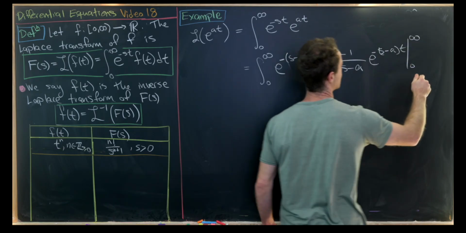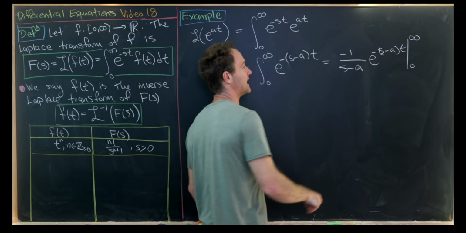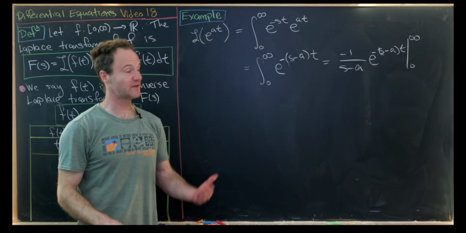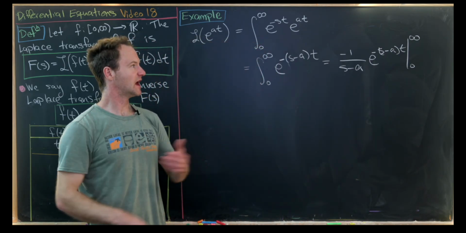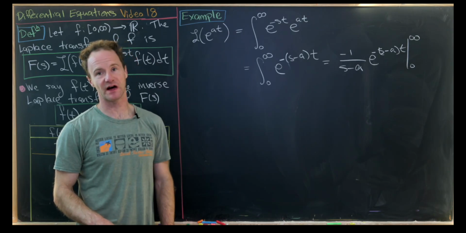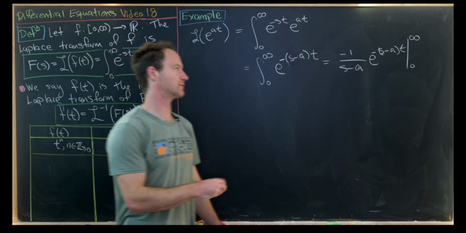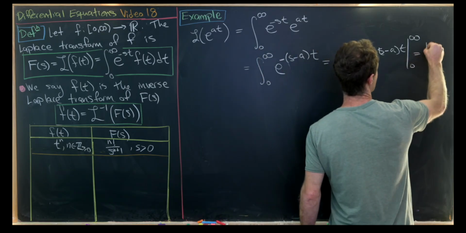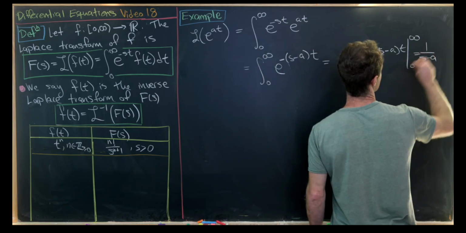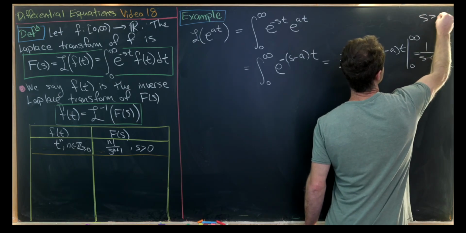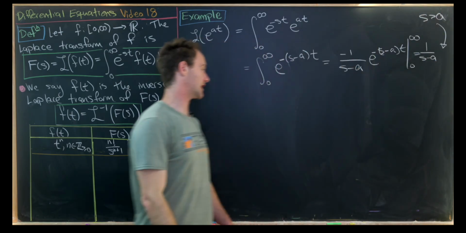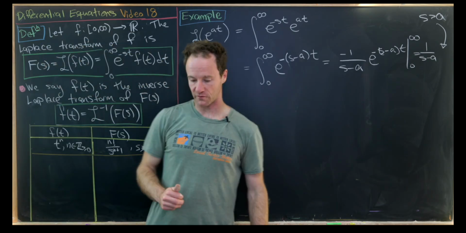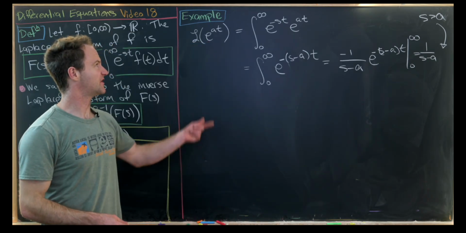evaluated from 0 to infinity. And then if s is bigger than a, then we have a negative exponent, which means when we evaluate it at infinity, it zeroes out. And then regardless of what happens, if we evaluate it at 0, it'll always give us the number 1. That's in our lower bound, so that means in the end, we have 1 over s minus a. Like I said, this happens when s is bigger than a.